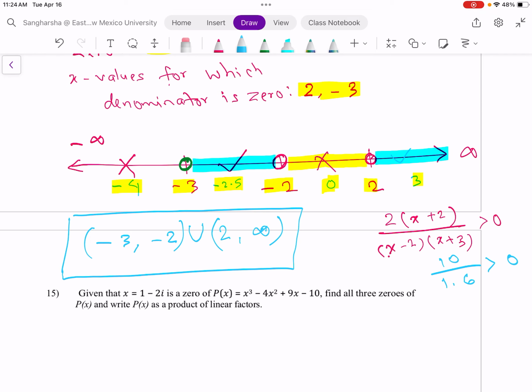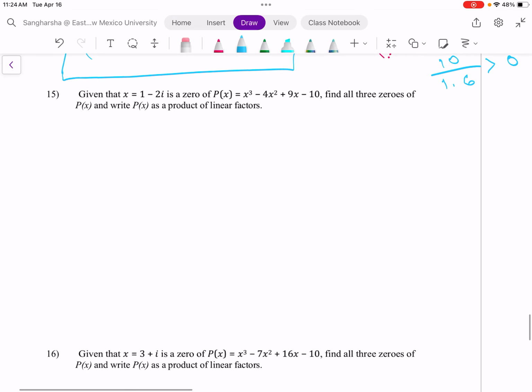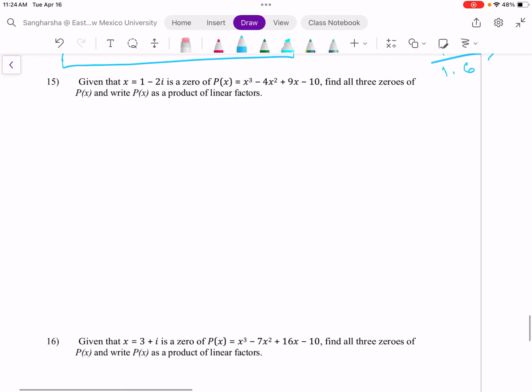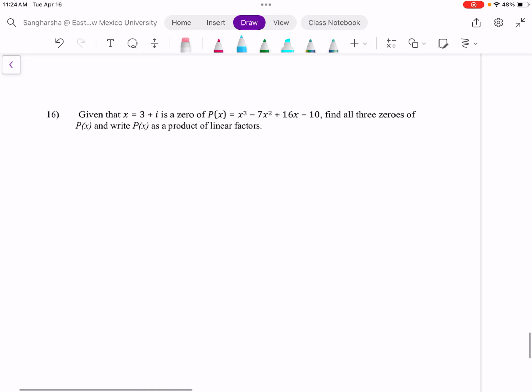Good. Okay, now let's go to the next one. So we have 15 and 16. These two are similar. So let me pick number 16.